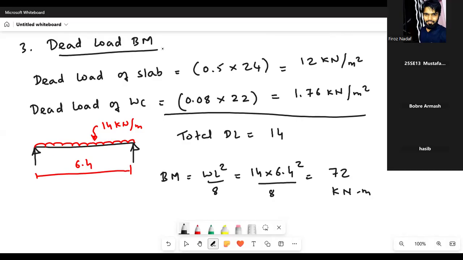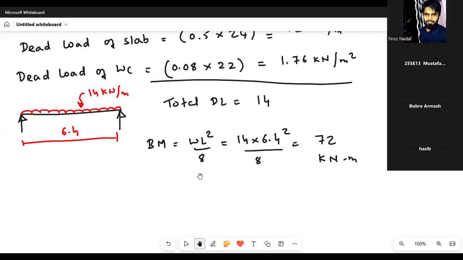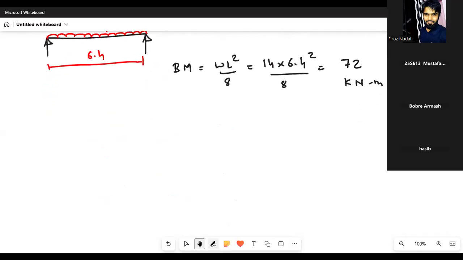After finding the dead load bending moment, we are required to find the live load bending moment. You need to see what loading is given in the data. So in this problem, the IRC class AA tracked vehicle is given to you for the design. The dead load bending moment we have done. The next step is the live load bending moment. Number 4, live load bending moment.